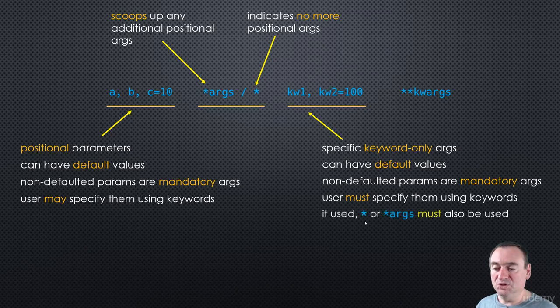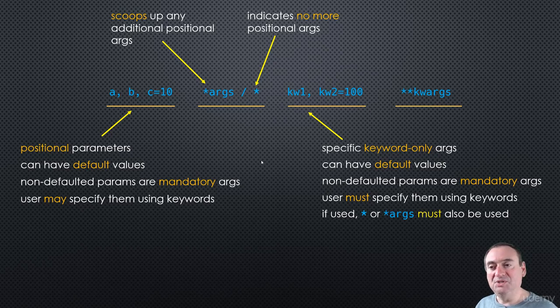Now, if used, star or star args must also be used. You cannot specify keyword-only arguments unless you've exhausted the positional arguments. And the only way to exhaust the positional arguments is either to accept them and put them into this args tuple, or to say, no, I don't have any more positional arguments. Basically, you would reject any additional positional arguments using just the lone star by itself.